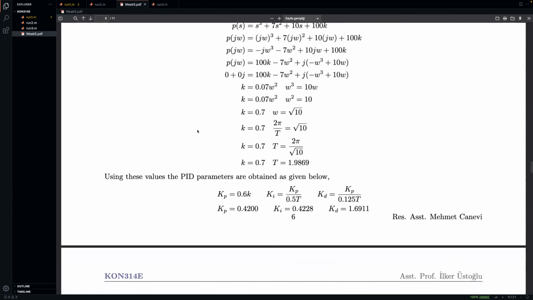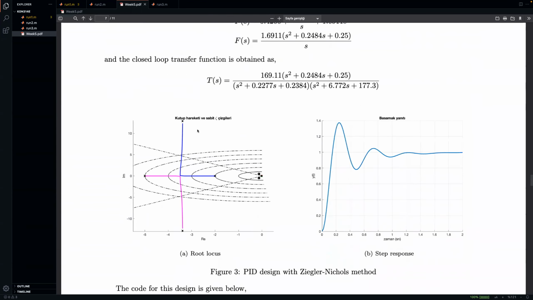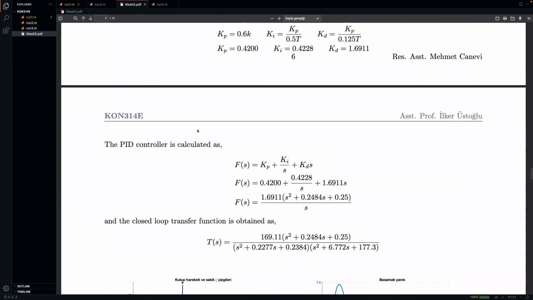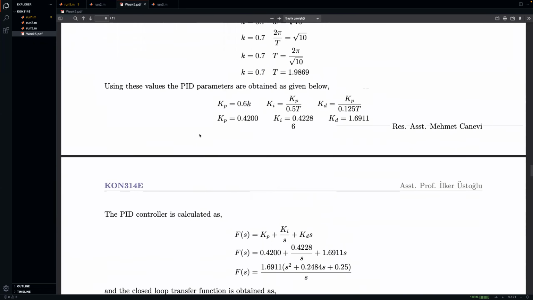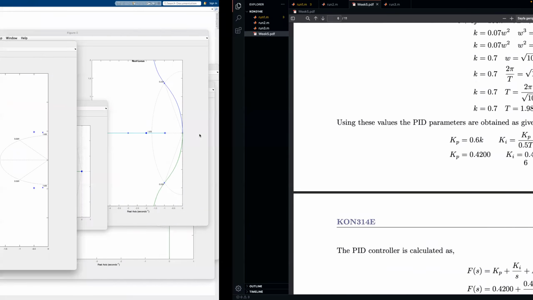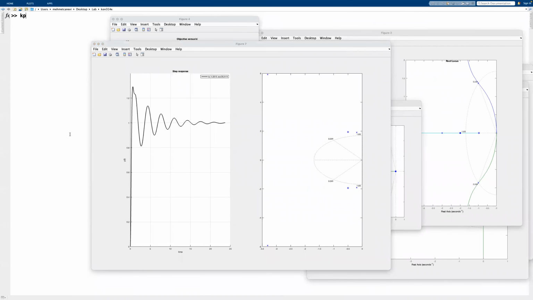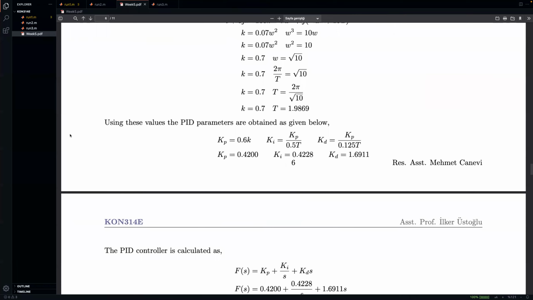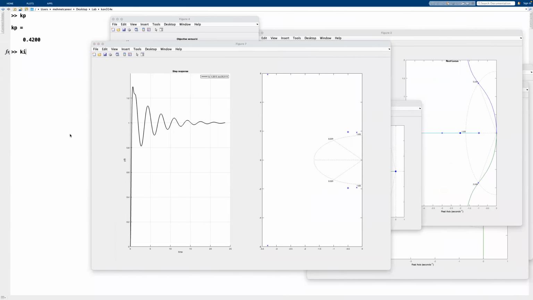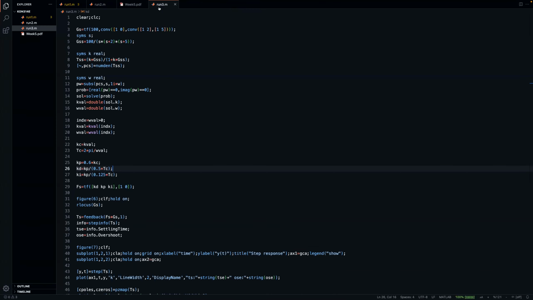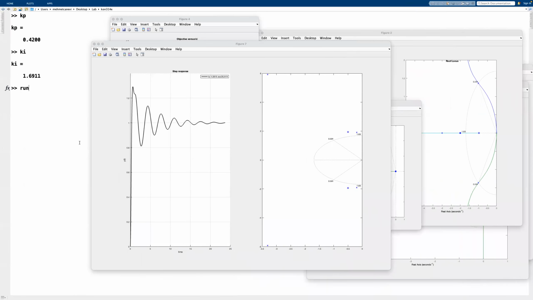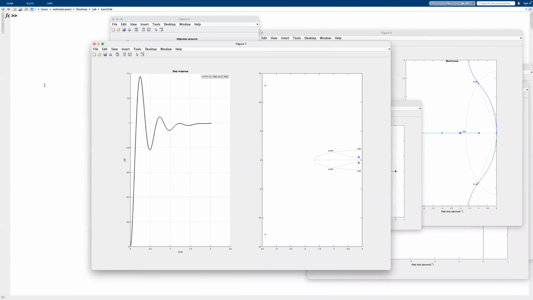What are the values? Let's check if we're correct. What is KP? 0.42. That's correct. KI. That's not correct. Run 3. Oh, I mixed up KD and KP. This should be KI. Should be KD. No, this should be it. Yeah, that's more like it.